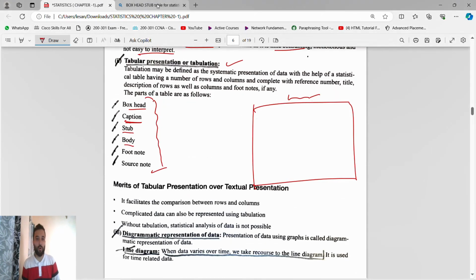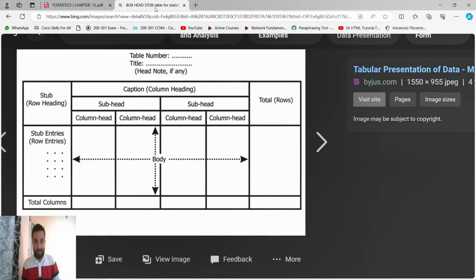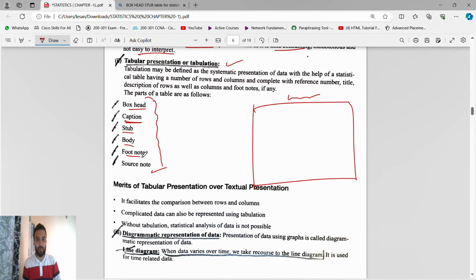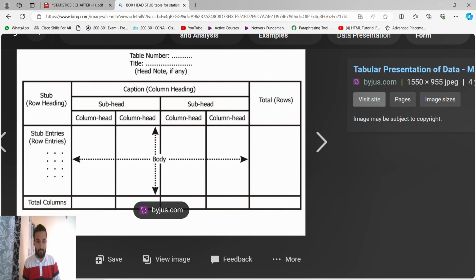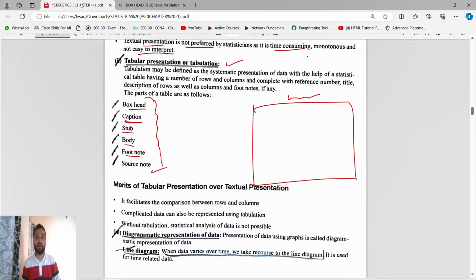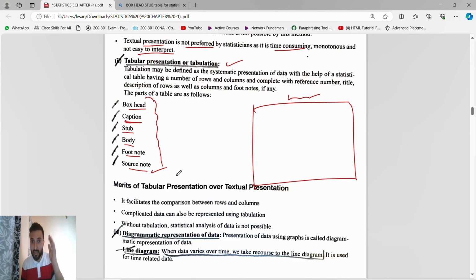Next, the body, not your body. The body means the main figures or the information you are writing in the box. Then the footnote and the source note. The footnote is like a conclusion, written at the last. The source note is where we have taken the data from, like internet sources.